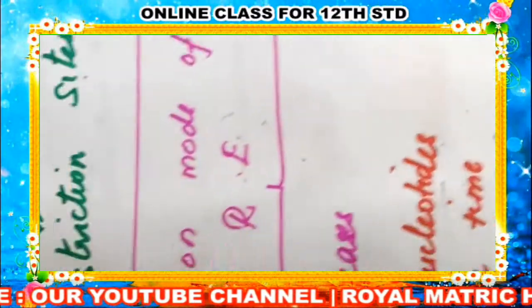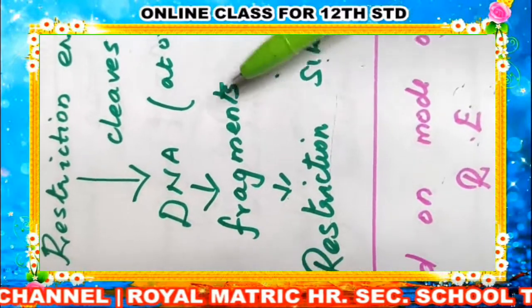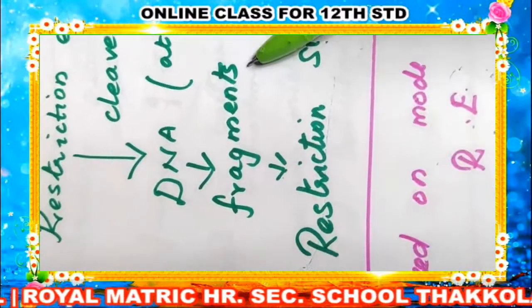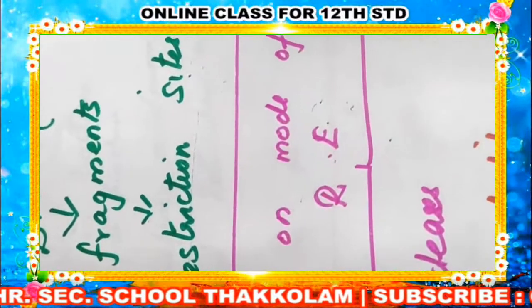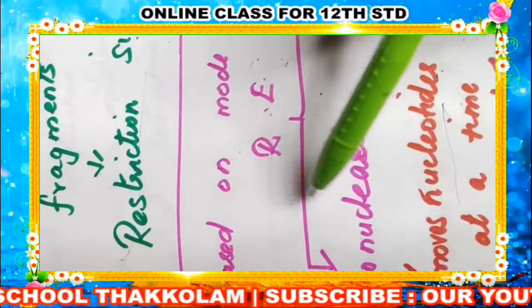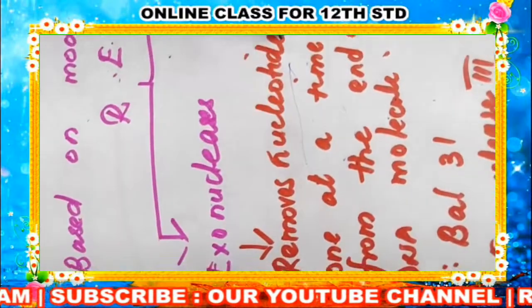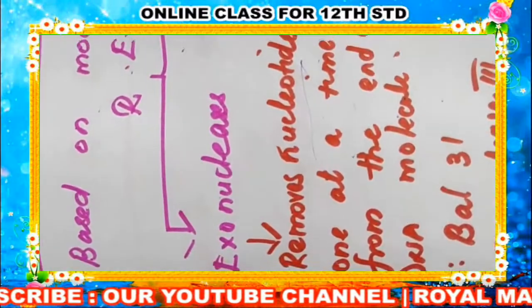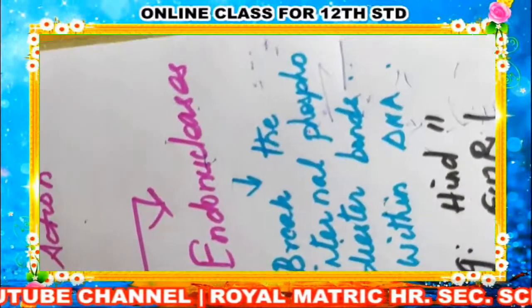So the restriction enzyme's function is to cleave the DNA into fragments at specific sites. Those are called restriction sites. Based on the mode of action, the restriction enzyme may be exo or endo. Exo will remove the nucleotides one at a time from the end of the molecule, and endo will break the phosphodiester bond.